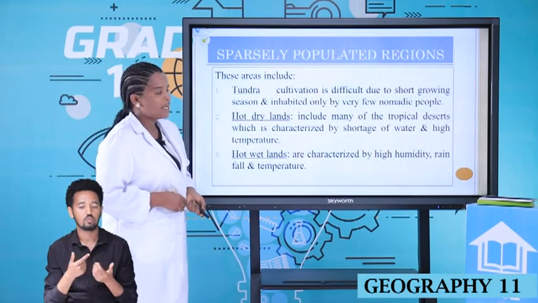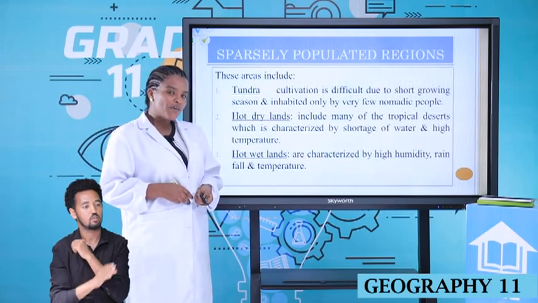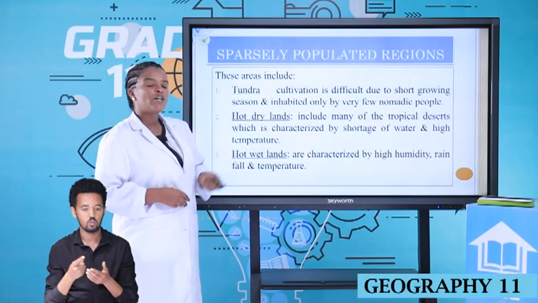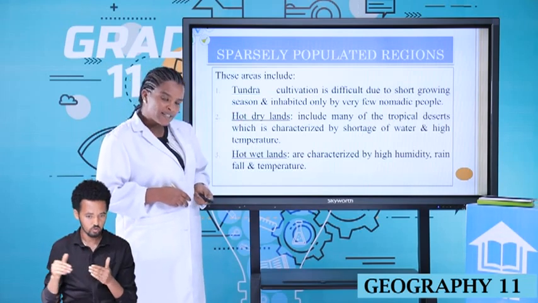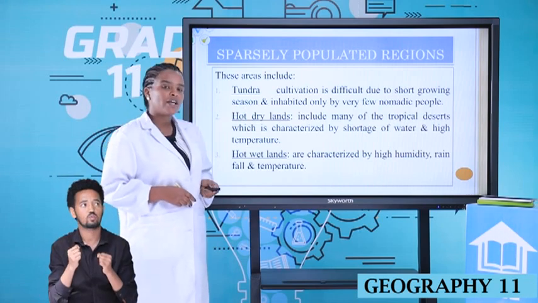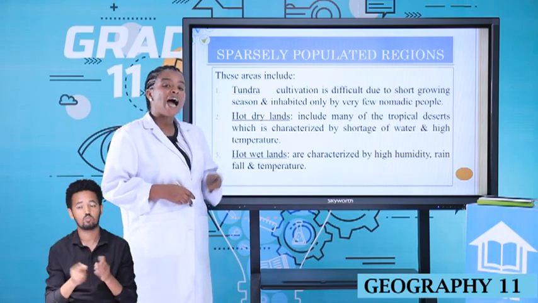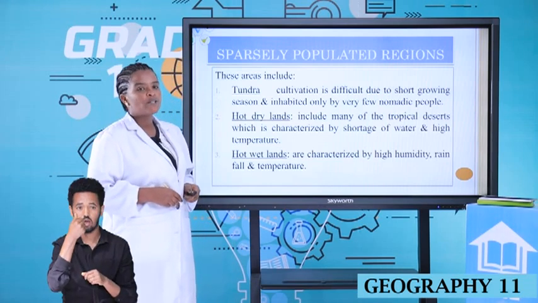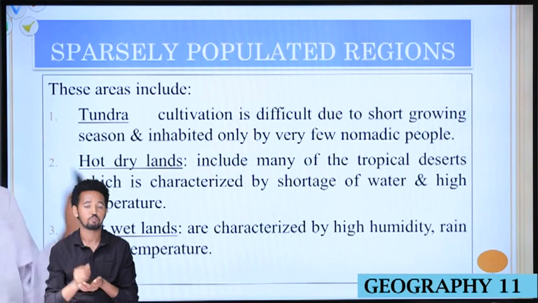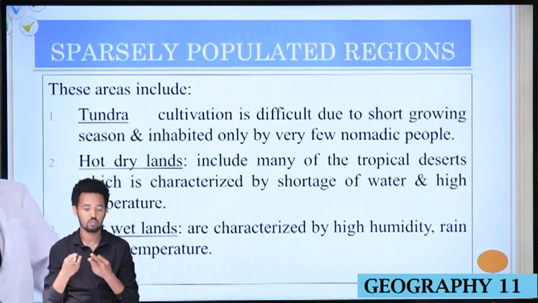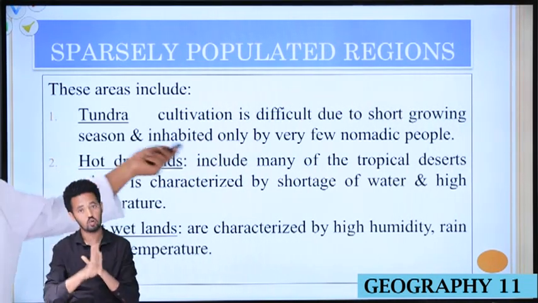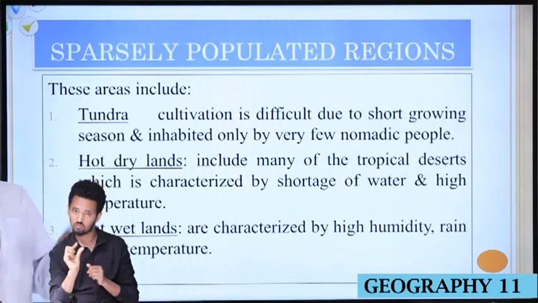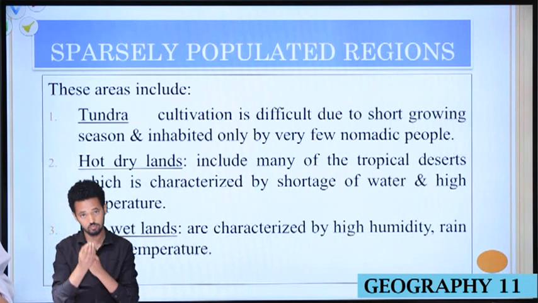Among the sparsely populated regions of the world, the first one is the tundra region, also known as the cold desert. Why do we say this region is a cold desert? Because for at least 8 months the temperature is below 0 degrees Celsius. In the tundra region, cultivation is difficult due to the short growing season, and it is inhabited only by very few nomadic peoples, because the climate is very harsh.